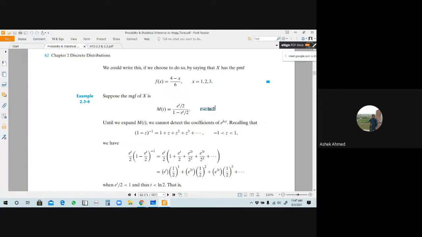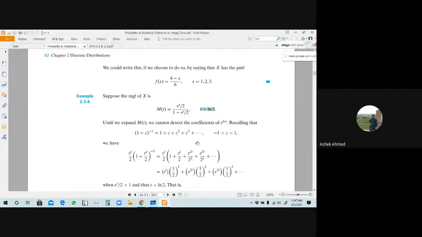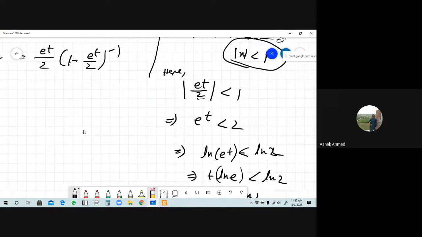This condition has been given here. Is it right? Now since our condition is true, we can apply this formula here.